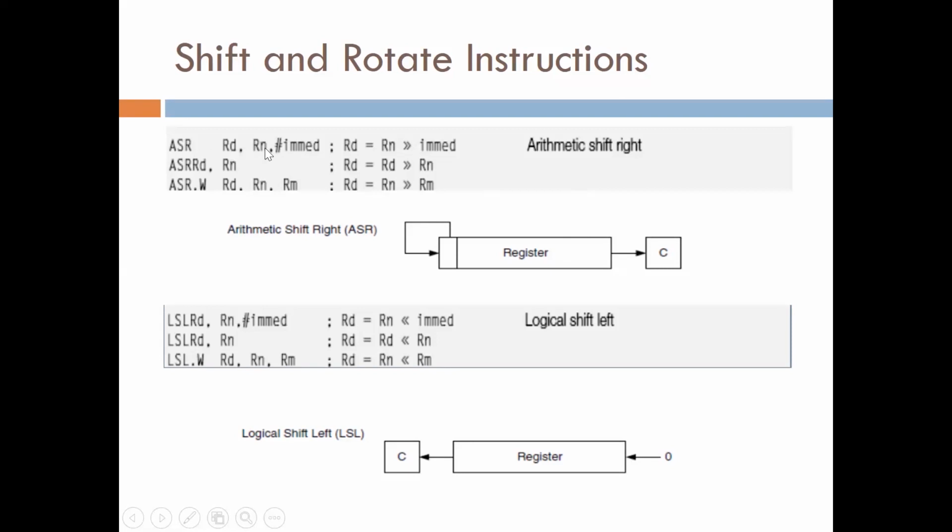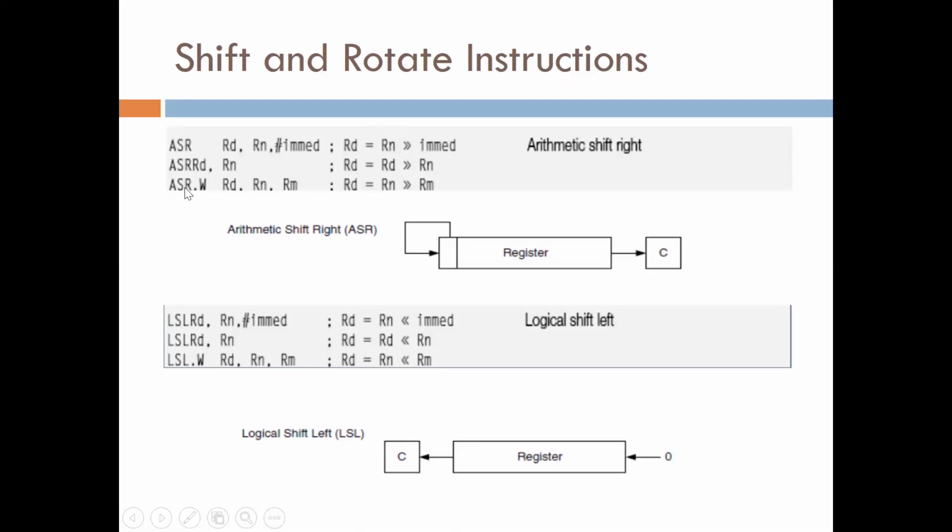ASR Rd, Rn, #immediate. The number of times you need to shift the data will be given here. So the content of Rn will be shifted the number of times given in the immediate data in the instruction. The result will be stored back in Rd. Next instruction is ASR Rd, Rn. The number of times you are going to shift the content of Rd will be present in Rn. It is shifted towards right. Then the result will be stored back in Rd.